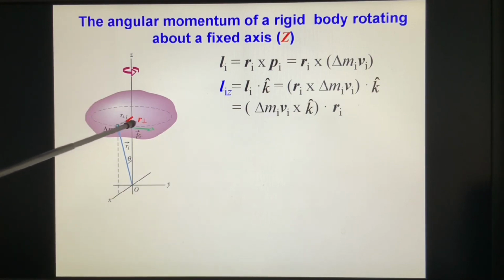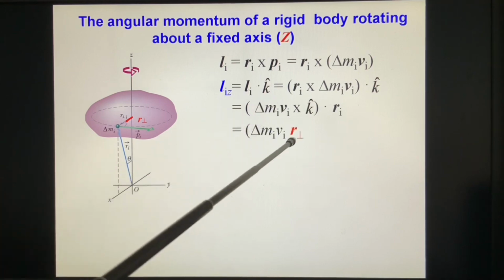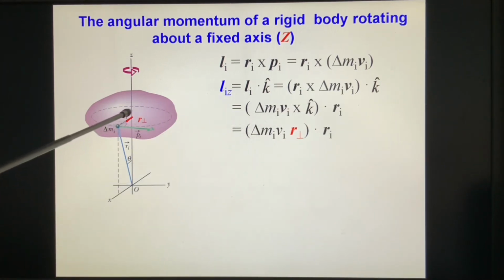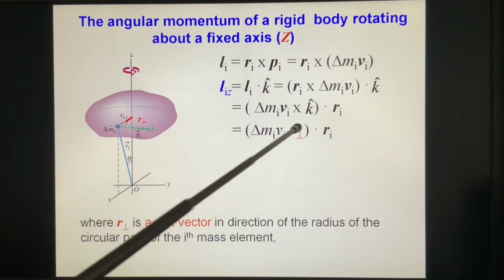Now that looks like this one. Suppose this is a unit vector R perpendicular to the P. This is a radius. Now look at this one. This is equal to vi cross k, with magnitude delta m vi. This cross k equals this direction. Clear? Now vi, and z, you use the right hand rule, and you get this red one, called R perpendicular. What is R perpendicular? It's a unit vector in the direction of the radius of the circular path of the ith mass element.